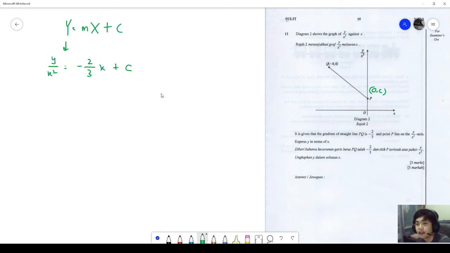To find out what that value is, we are given one additional coordinate here already. In other words, with this coordinate, we know that when x equals -9, y over x squared equals 8. Why do I use y over x squared?